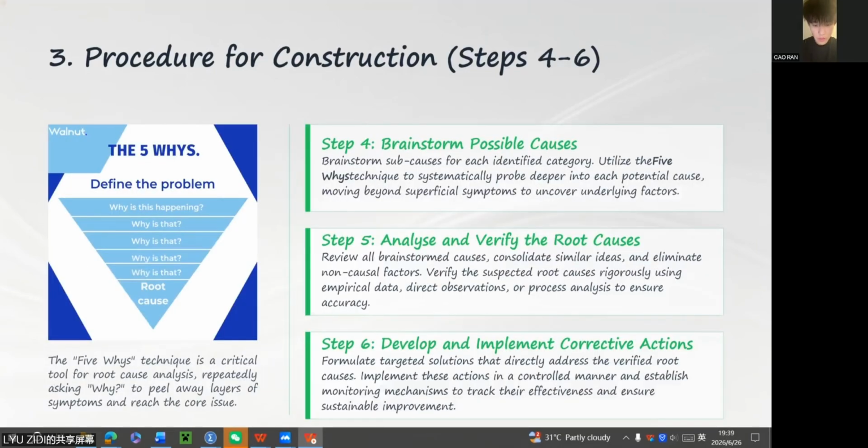After that, brainstorm as many possible causes as possible. The 5 Whys technique is often used to explore the root cause by repeatedly asking why. Next, review the causes and verify which ones are the real root causes. And finally, develop solutions and monitor whether the improvements are effective.